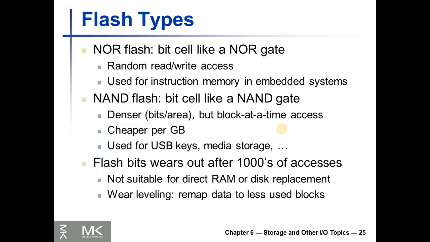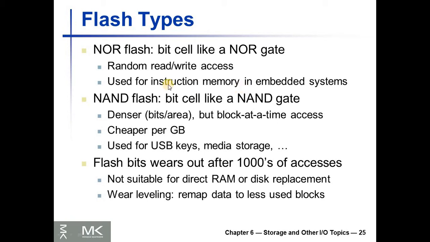There are two types of flash memory, the NOR flash and the NAND flash. The NOR flash is named because the bit cell is like a NOR gate. It has many advantages. You can randomly read any word and you can write any word. Therefore, it's used instead of PROM applications. For example, the instruction memory of many embedded systems is a NOR flash memory.